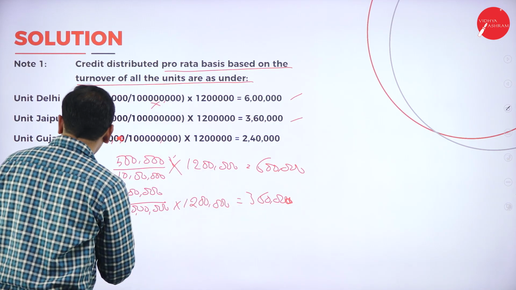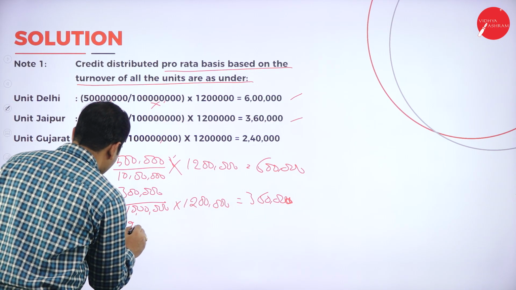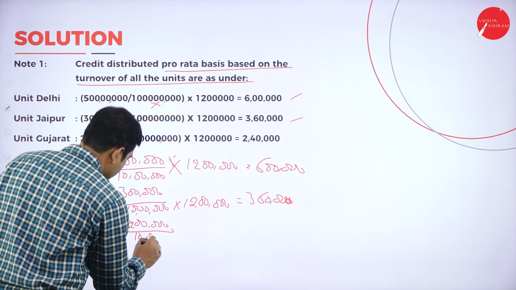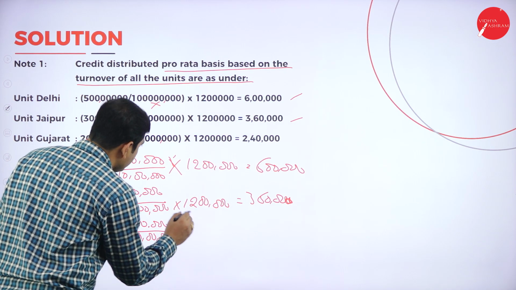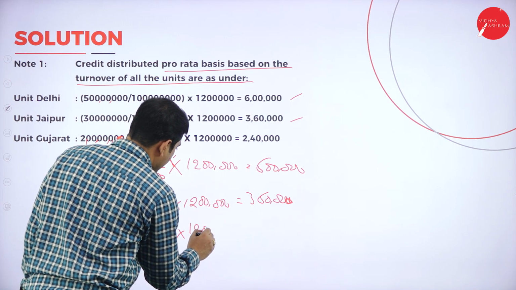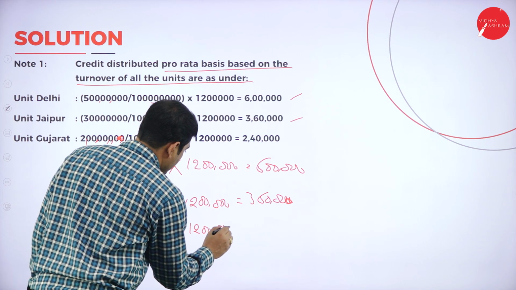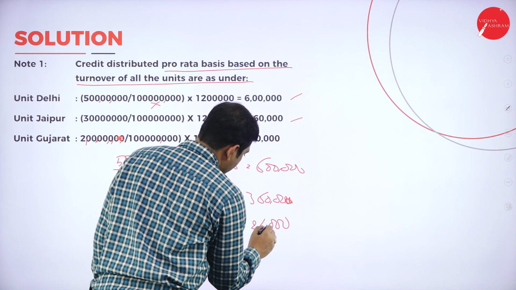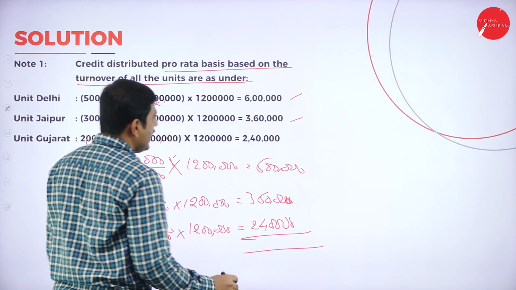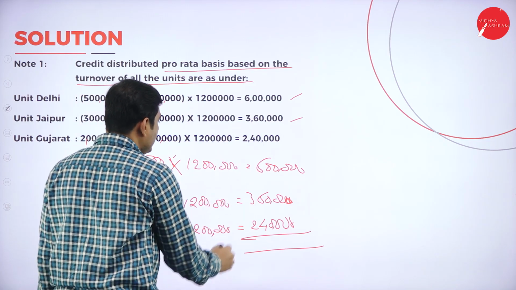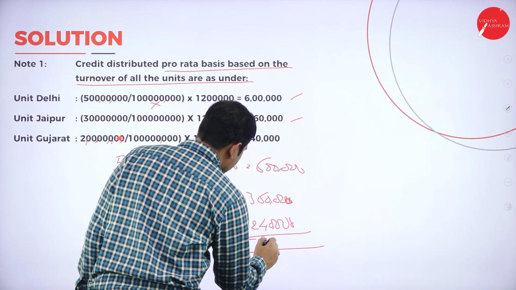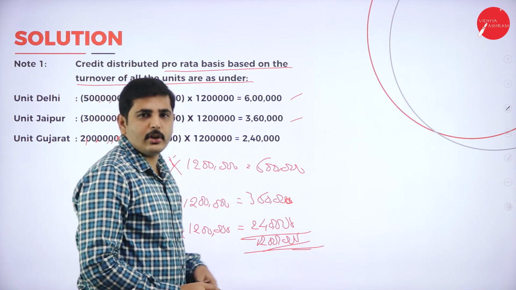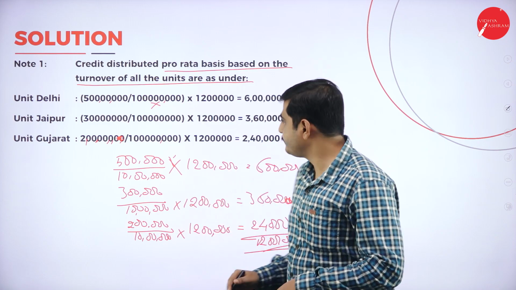Again coming to Gujarat, 2 lakh divided by 10 lakh into 12 lakh equals 2,40,000. This is the total GST available. If you add all these, you will get 12 lakh rupees of GST distributed to all the units on a proportionate basis.